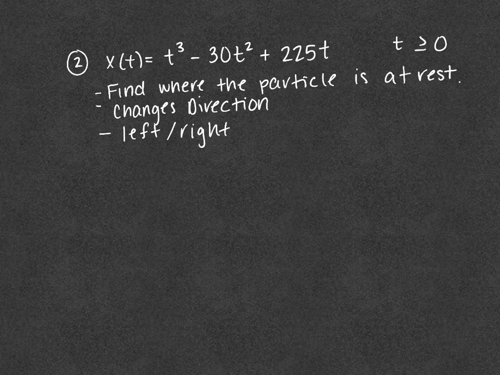So to find where the particle is at rest, we need to recall that where the particle is at rest is where V of t is equal to 0. So I'm going to do that over here.